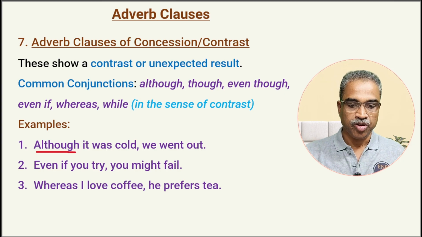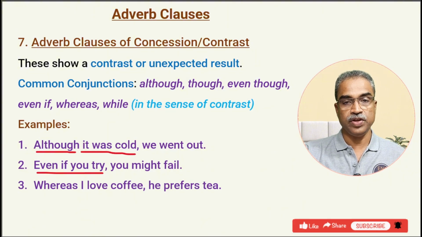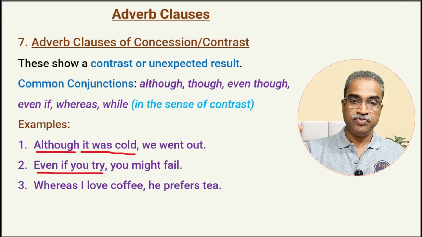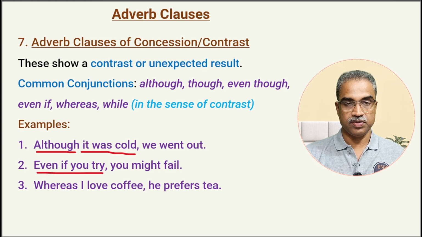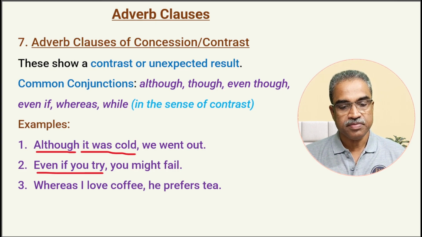Next, even if you try. So, even if is this one. Okay. Even if you try, you might fail. So, you might fail is the main clause. Even if you try is the subordinate clause, an adverb clause of contrast. Now tell me, what is the contrast here?